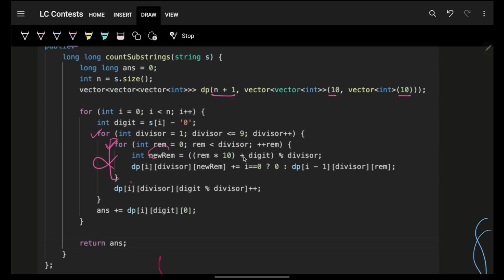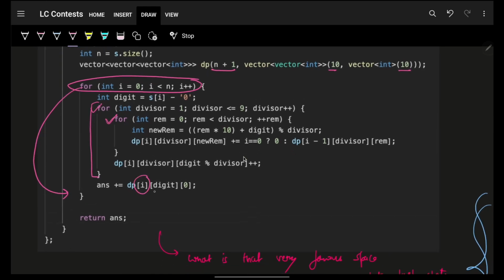But obviously I told you that one case is if you don't include anything from the past, which means I'm taking fresh, ending at the current index with the divisor, but now the remainder is just the digit alone divided by the divisor, and ultimately increasing by 1 because the element by its own is also one substring. Ultimately, when I have tried all the possibilities ending at index i, I should add to my answer the count ending at index i with that divisor giving a remainder of 0, which is my actual answer, and I want it for all the indexes, so I'll add it for all the possible indexes, and that's my answer.